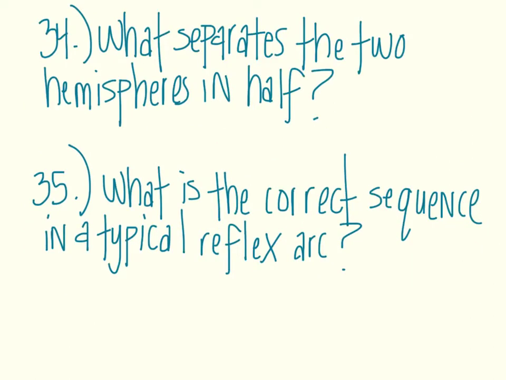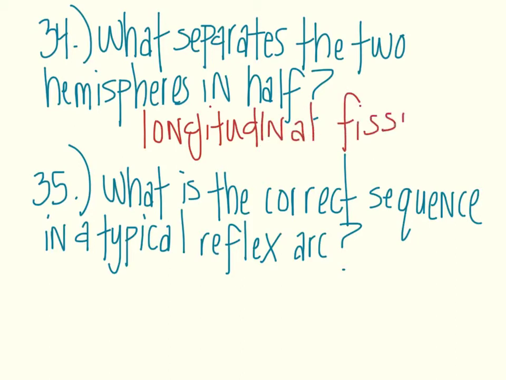Question 34, what separates the two hemispheres in half? So this is talking about your brain. You have a left and a right hemisphere, and you have kind of like a ridge. And that thing that separates them is called a longitudinal fissure. So the longitudinal fissure is what separates the two hemispheres in half.